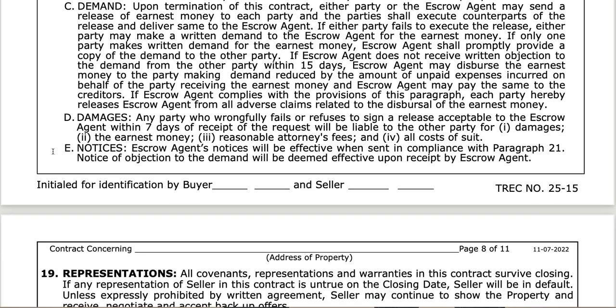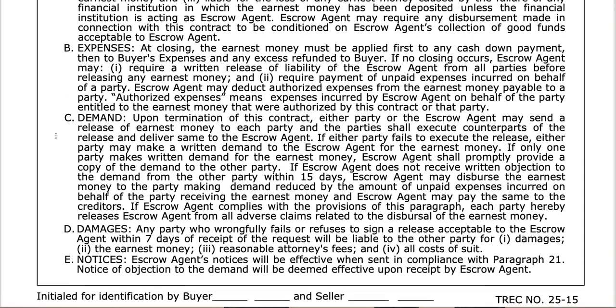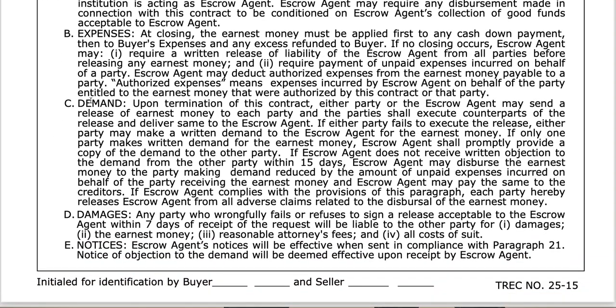Notices. Escrow agents' notices will be effective when sent in compliance with paragraph 21. Notice of objection to the demand will be deemed effective upon receipt of escrow agent. So pretty much our goal is to stay away from this. That's the goal.